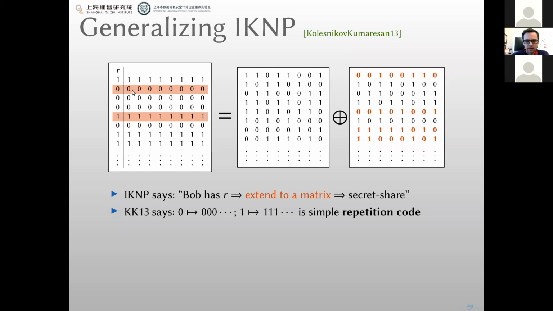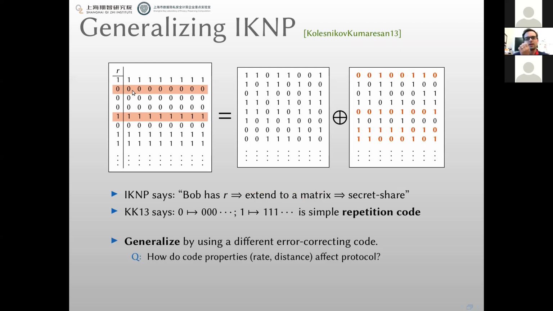Right, the simplest error correcting code with 1 data bit and 128 code word length. And it says, if you think of these values as an error correcting code, then what happens if we use a different error correcting code?